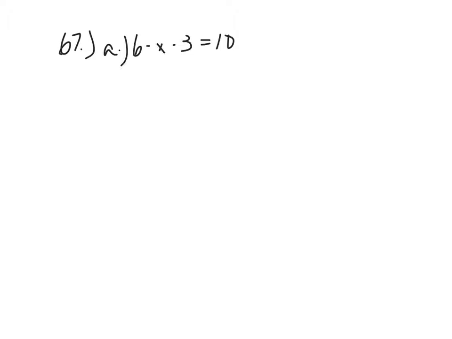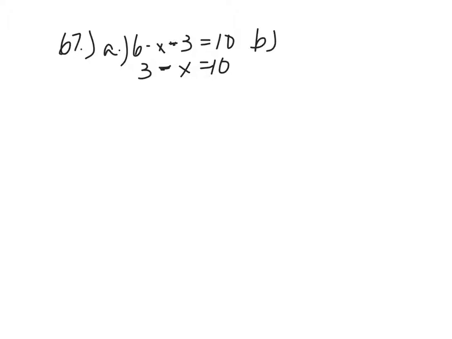We have to combine our like terms here. 6 minus 3 is 3, minus x equals 10. You can solve it from there, I'm sure. I'm going to let you do that. Subtract 3 and then divide by negative 1 to get rid of this negative sign, and you'll be in good shape.